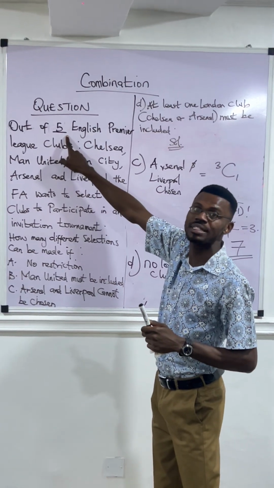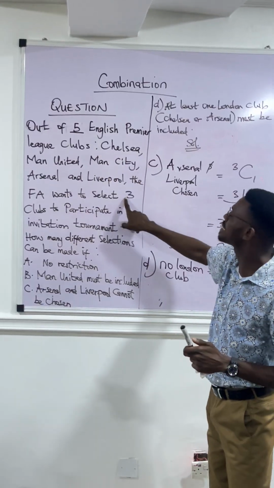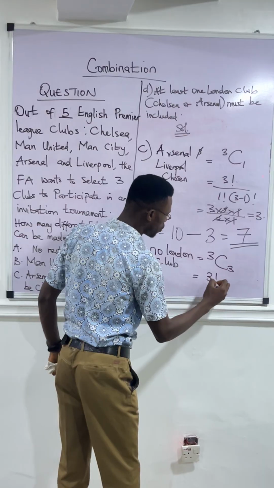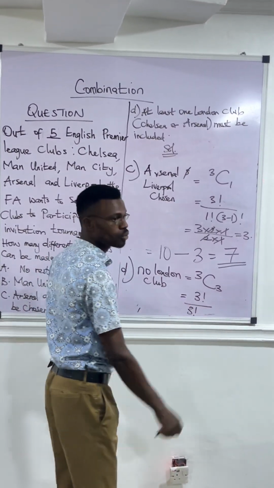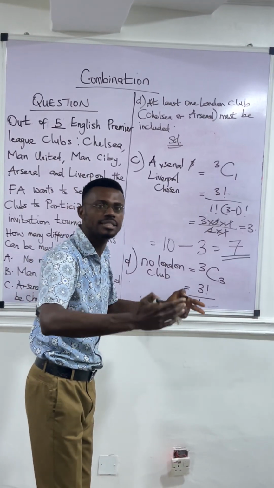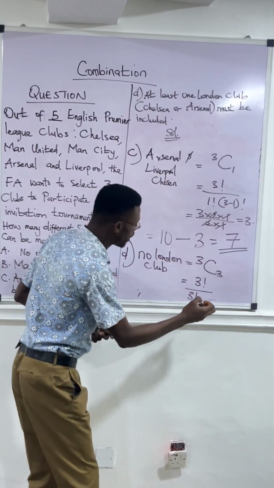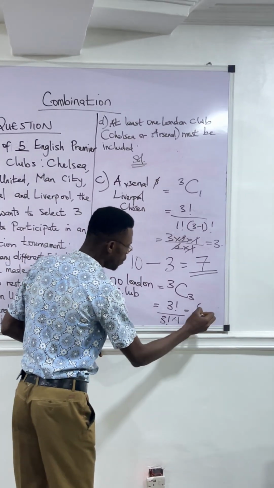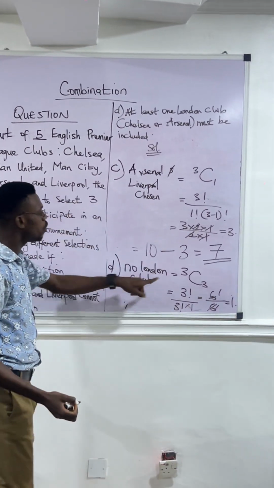Now, if no Chelsea, no Arsenal, what is left? Out of the 5 total, I have 3 total. So I have just 3 to select 3 from. So this is 3 combination 3. Okay? This is 3 factorial over 3 factorial, then n minus r, 3 minus 3, is 0 factorial. Now, in mathematics, 0 factorial is equal to 1, just like in indices, any number raised to the power 0 is equal to 1. So instead of writing 0 factorial, I can write 1. So 3 factorial is 3 times 2 times 1, that is 6, over 6 times 1. 6 here, 6 here. So my answer is 1. So no London club is 1.